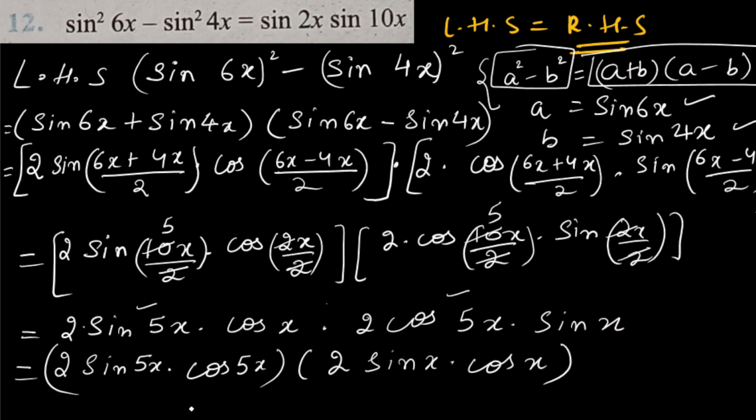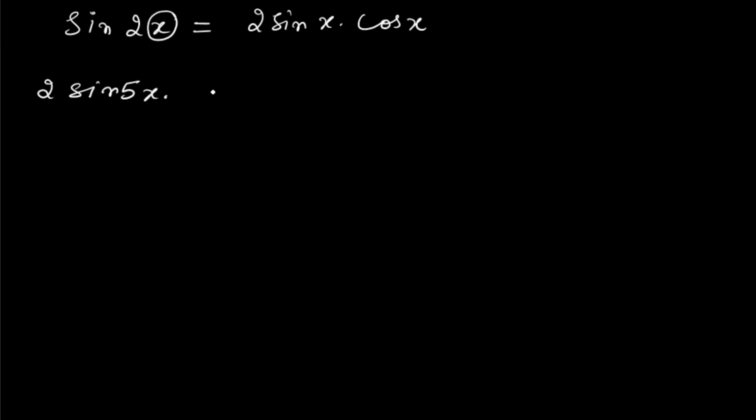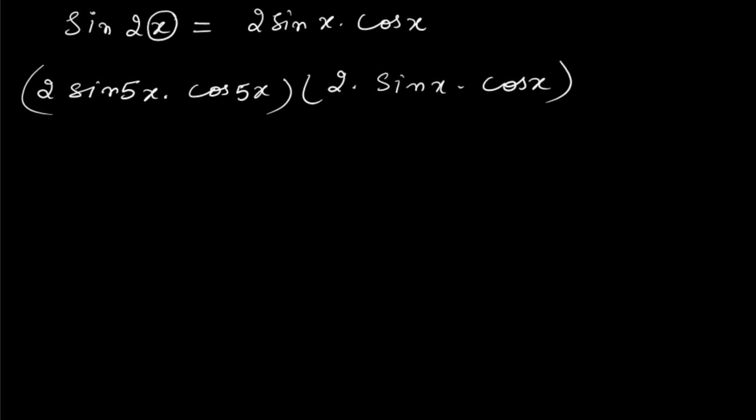Now one identity which I told you at the starting: sine 2x, sine of twice the angle, equals 2 sine of this angle into cos of this angle. So what I have gotten now is 2 sine 5x into cos 5x. This is one thing. And the other bracket also I got the same thing, 2 sin x into cos x. Something like this we have gotten here.